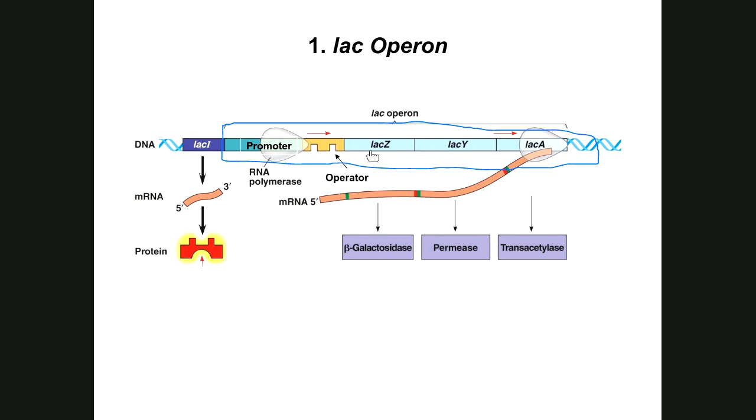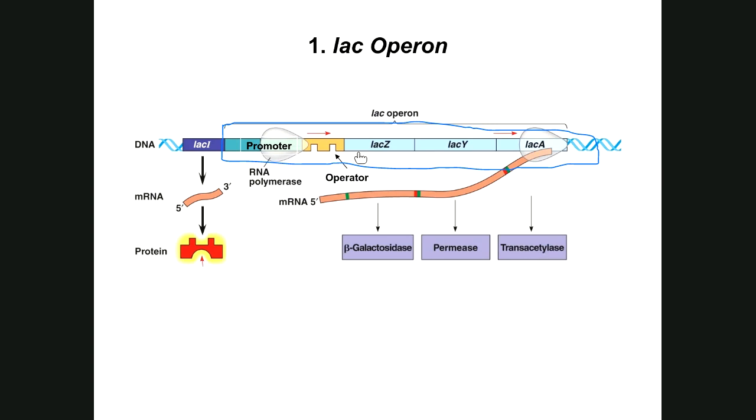The first gene is called the LAC-Z gene. The LAC-Z gene encodes a protein enzyme called beta-galactosidase. The LAC-Y gene contains genetic information for a protein enzyme called permease. And then the LAC-A gene codes for a protein enzyme called transacetylase.